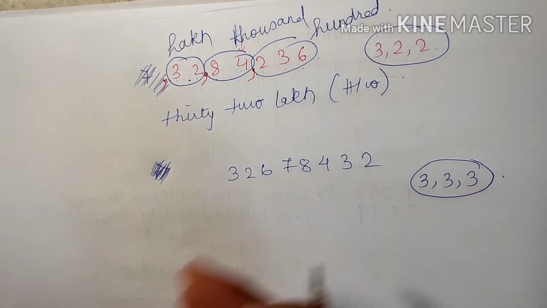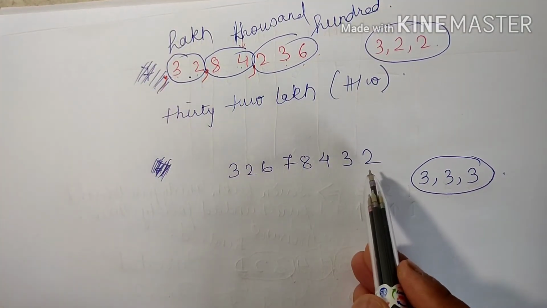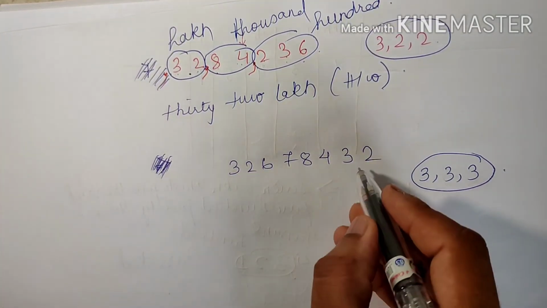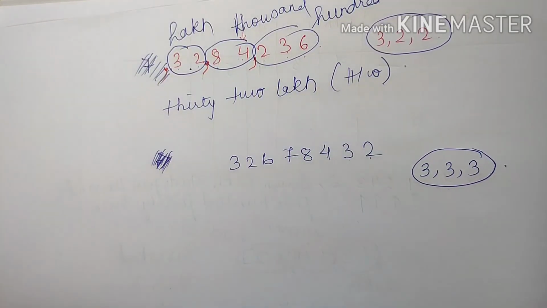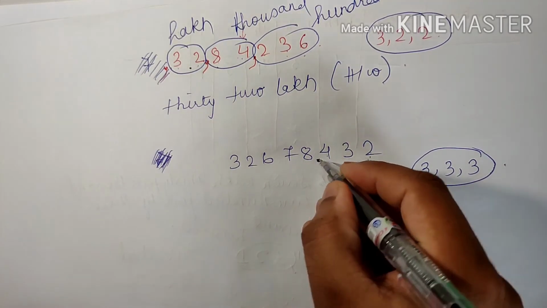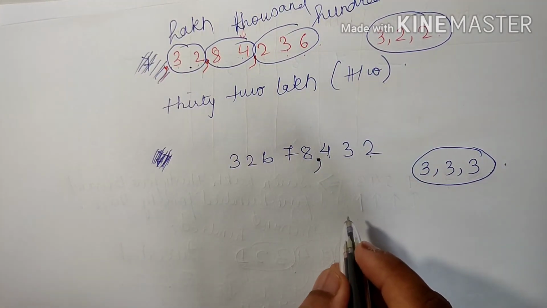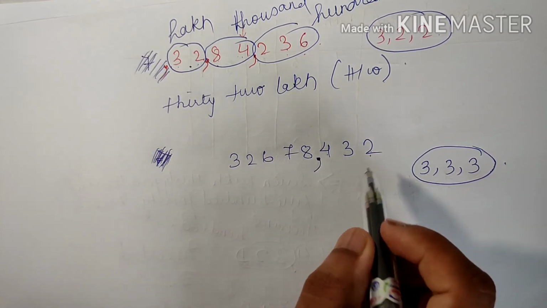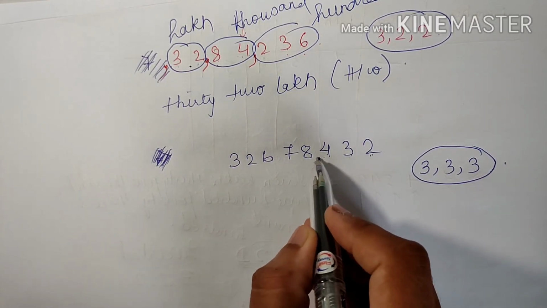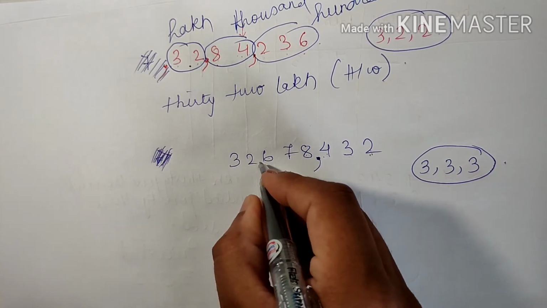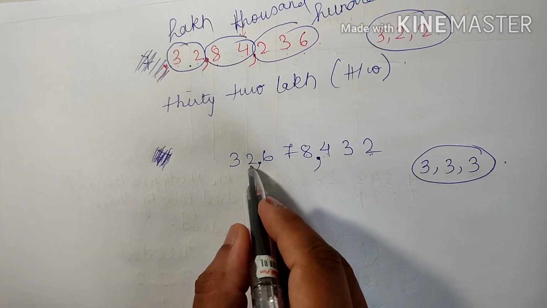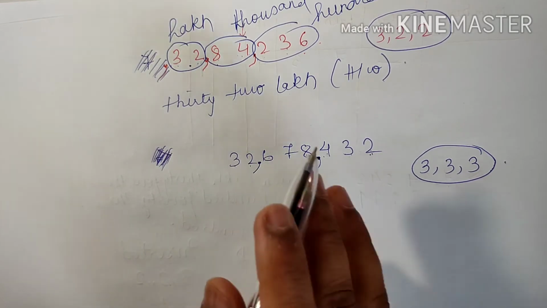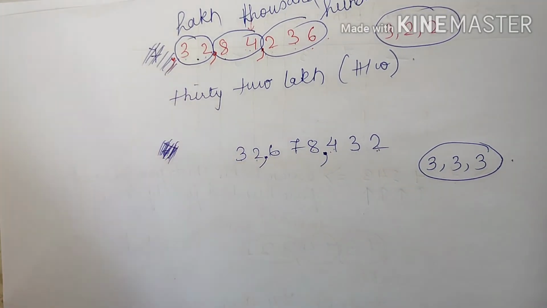So the first comma from the right side will come after 3 digits. That means 2, 3, 4: ones, tens, hundred. After these first 3 digits, the first comma will come. Similarly, where will the second comma come? After another 3 digits. 3, 3, 3 we have to follow, isn't it? So 1, 2, 3, this is the first comma. 1, 2, 3, this is the second comma. Can we put one more comma here? Let's see. 1, 2, 3, but there is no other number, so we'll leave it like this. No comma is possible right now.